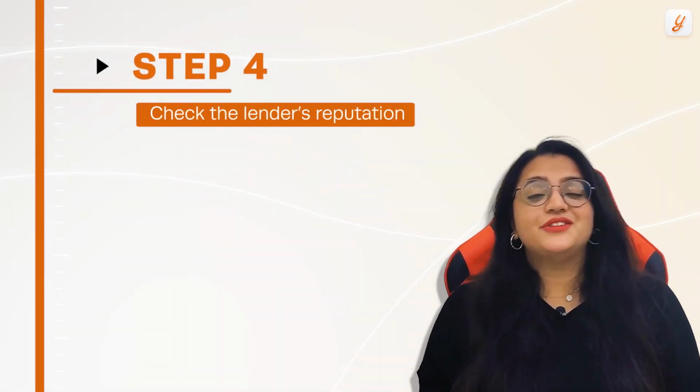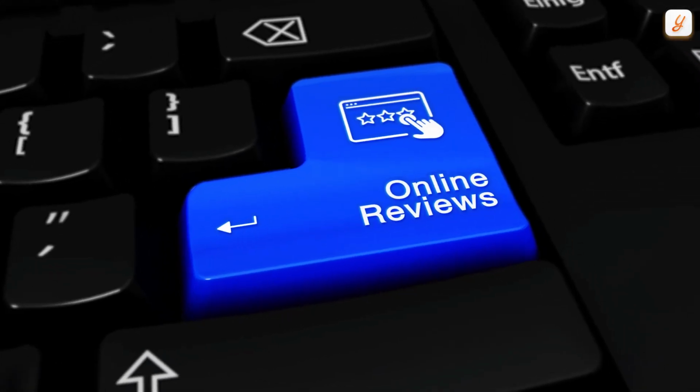Finally, step 4, check the reputation of the lender. Before signing off the loan, make sure to go through the reputation of the lender by reading reviews online, asking other alumni, seniors, friends who have also taken similar education loan options.